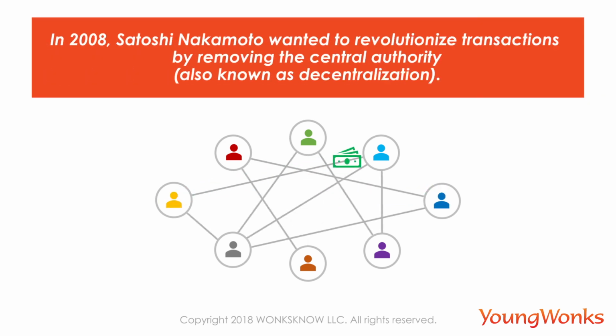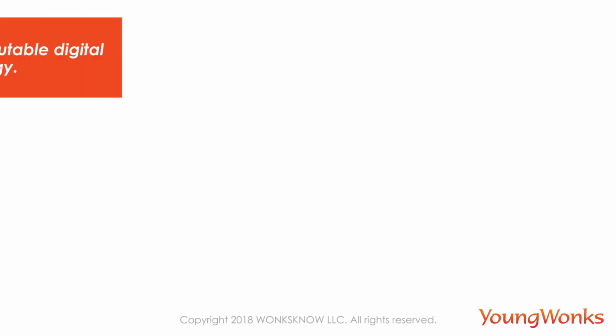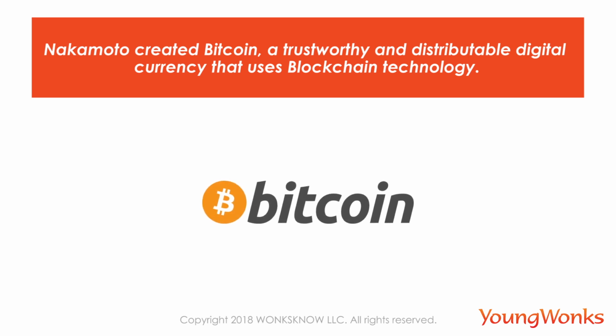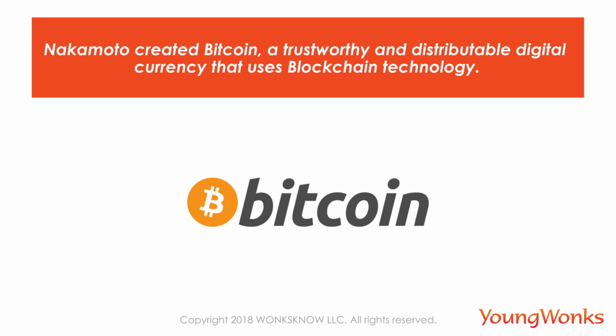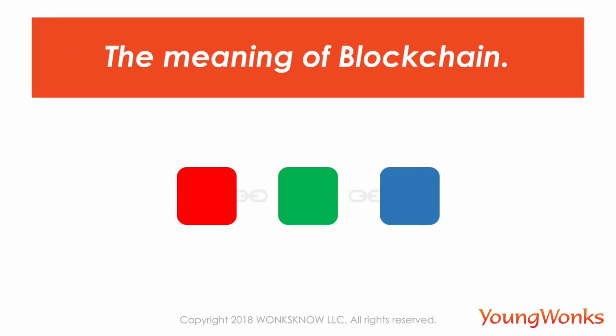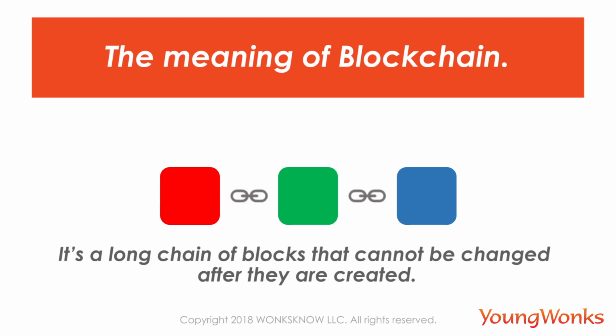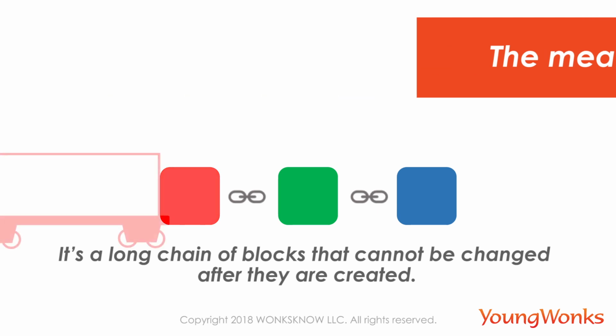In 2008, Satoshi Nakamoto wanted to revolutionize transactions by removing the central authority, also known as decentralization. Nakamoto created Bitcoin, a trustworthy and distributable digital currency that uses blockchain technology. What does blockchain mean? It's a long chain of blocks that cannot be changed after they are created.